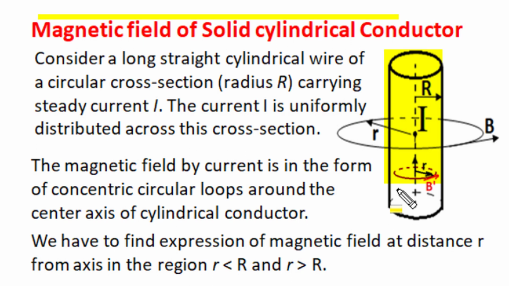We have to find the magnitude and direction of the magnetic flux density at a distance r, which is internal and less than the conductor radius, or at an external point of axial distance small r greater than the radius of the cylindrical conductor. So we have to find the magnetic field for internal as well as external positions.